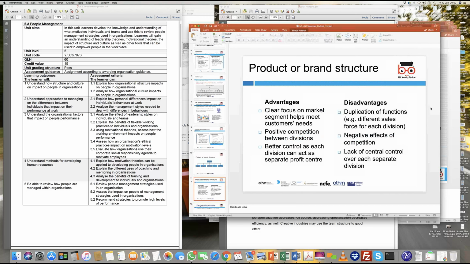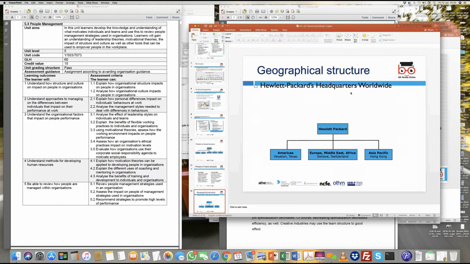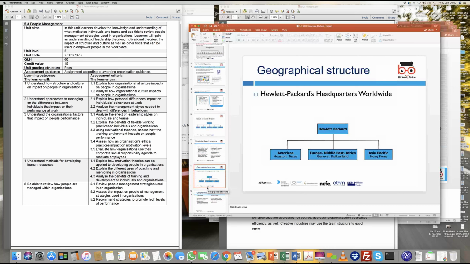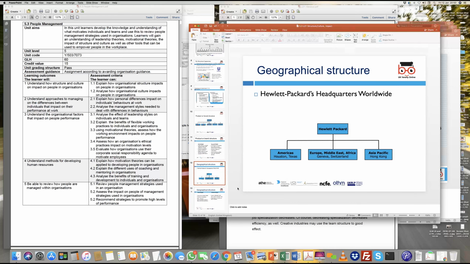So let's go to geographical structure. A geographical structure, when we look at it, is slightly different from the product or brand structure. The main reason why we look at this structure is that companies create regional offices to better serve their customers, because the demands and the preferences of customers vary according to the geography.